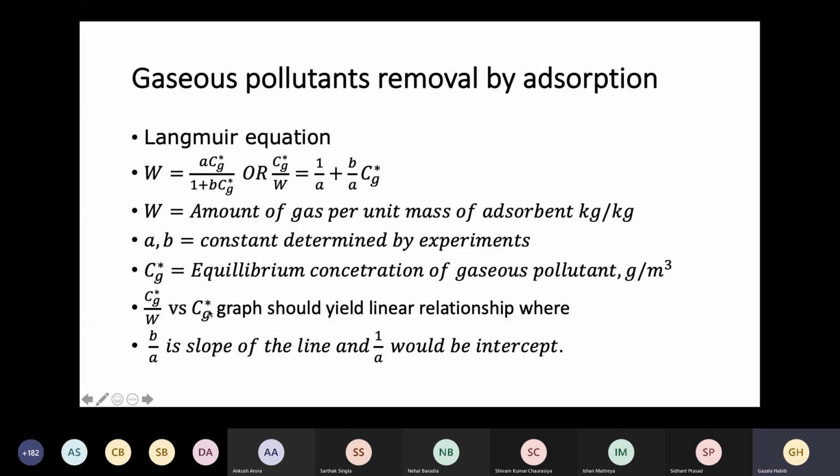Cg upon W can be given by 1 by A plus B by A into Cg, right? So the graph of Cg upon W versus Cg should yield a linear relationship, okay? Because this is a linear equation, y is equal to mx plus c, right? So m is B by A, x is Cg, and the intercept c is 1 by A. So this should have a linear relationship. B by A is the slope of the line, and 1 by A would be the intercept.